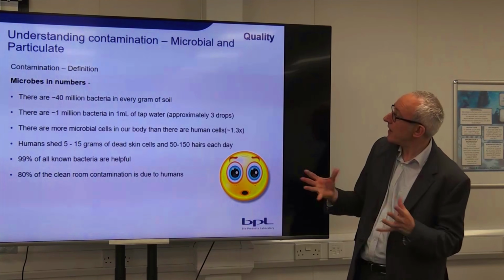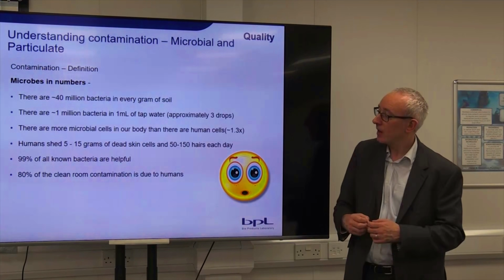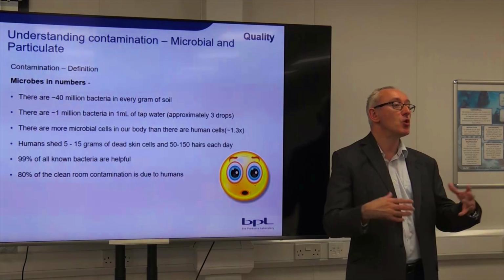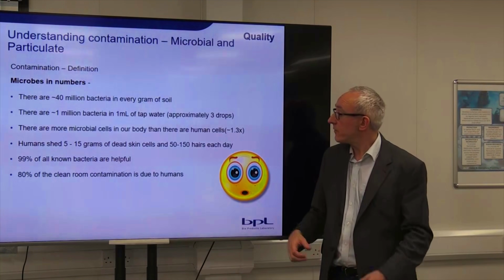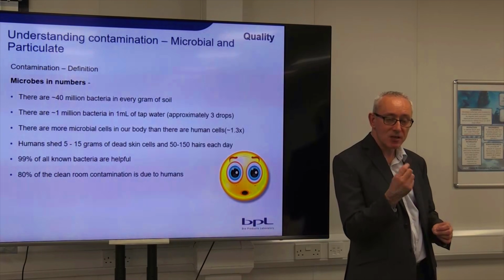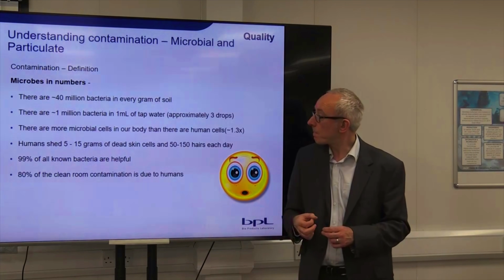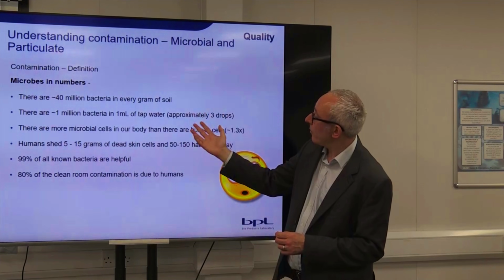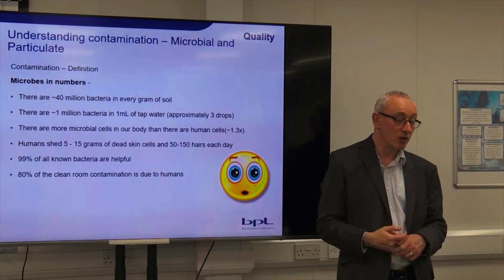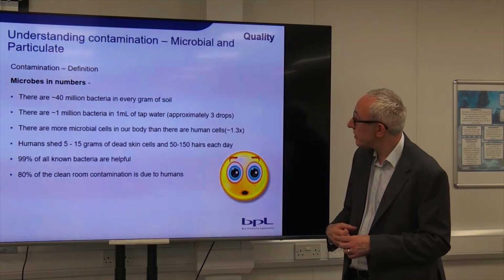Okay, so to get an idea of microorganisms and particles, microorganisms outnumber us on the planet by a huge factor. If you take a gram of soil, then in that 1 gram of soil there's estimated to be 40 million microorganisms. If you take a common drop of tap water, then there could be up to 1 million bacteria in that tap water. Not harmful bacteria, but it just gives you an idea of the scale and the numbers.